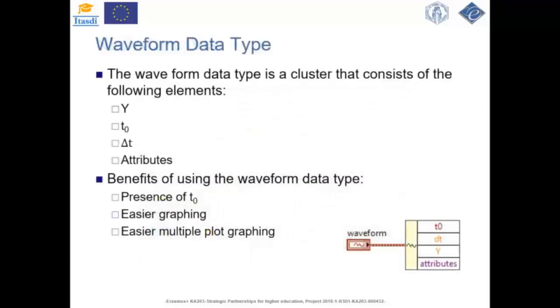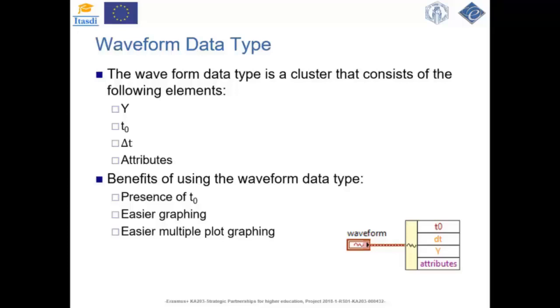So now I just want to go over the waveform data type briefly, because I already mentioned that this presentation is intended for students that have previous experience in LabVIEW. I'm sure that most of you already know what the waveform data type is, but just as a short reminder, the waveform data type is a cluster that consists of four different elements. First of all, we have Y, that's a one-dimensional array of numeric data points, which can be a single point or a waveform depending on the operation. And the representation of the 1D array is double.